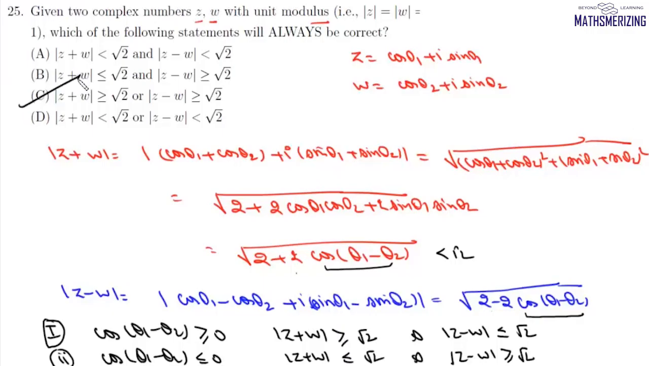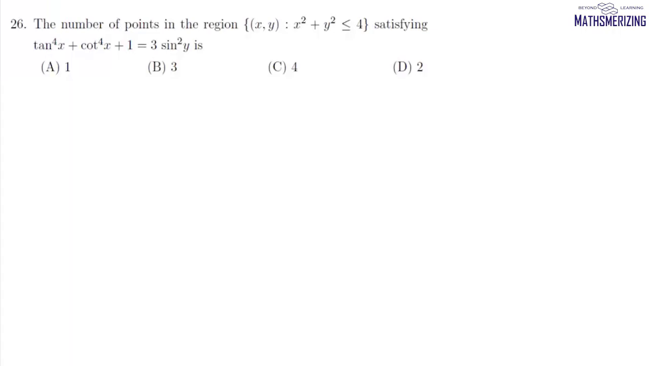That's your option C. Now question number 26 is, number of points in the region x square plus y square less than or equal to 4 satisfying tan to the power 4x plus cot to the power 4x plus 1 is equal to 3 sine square y.